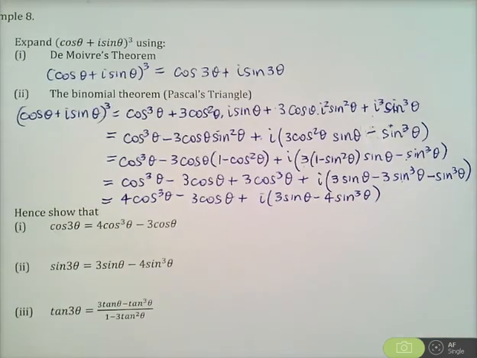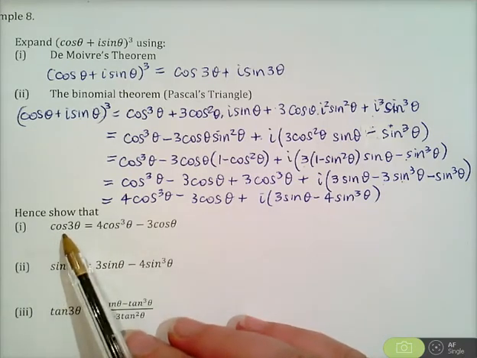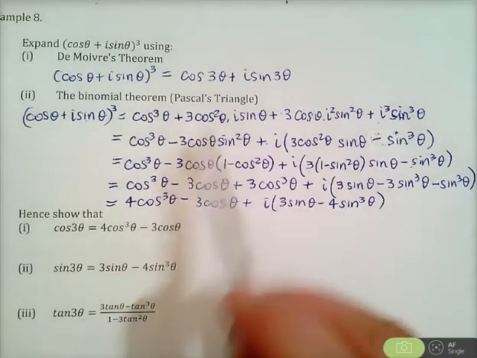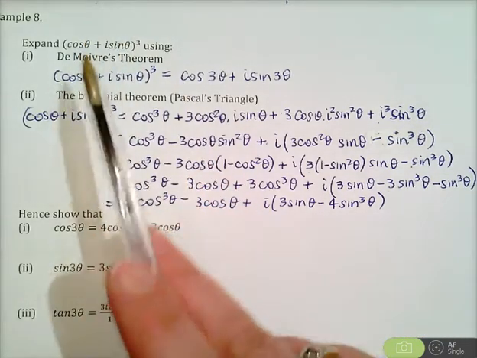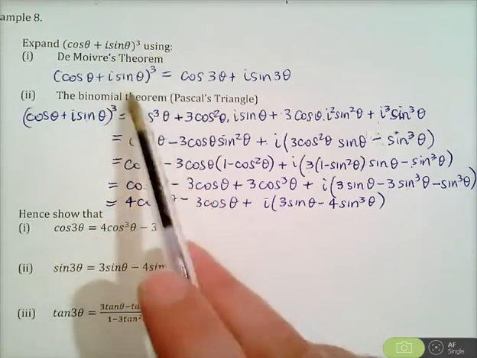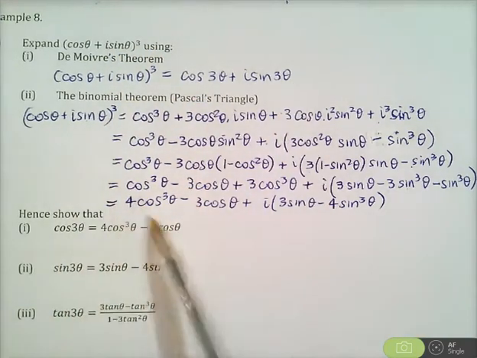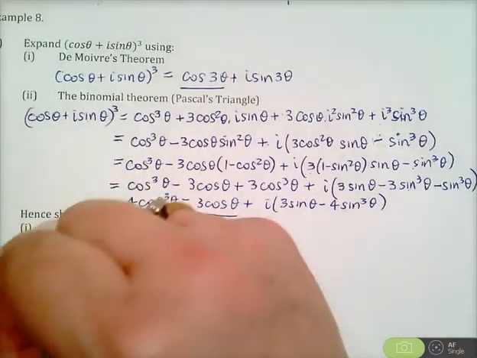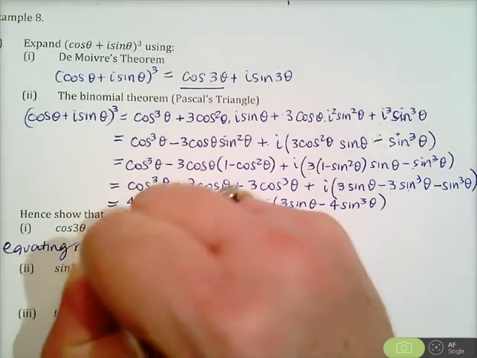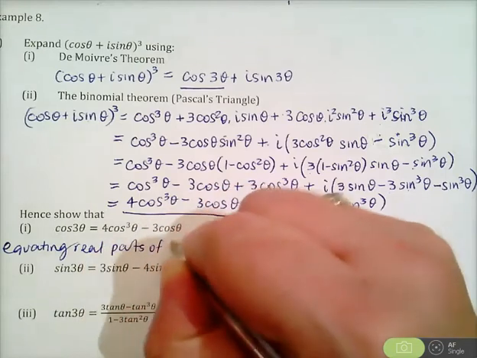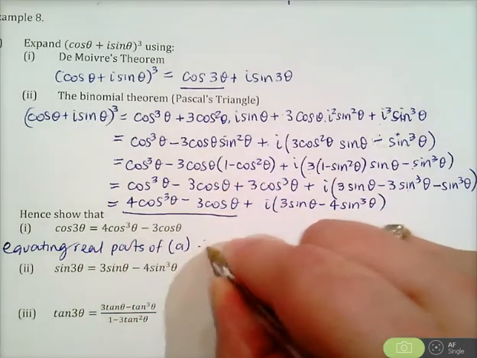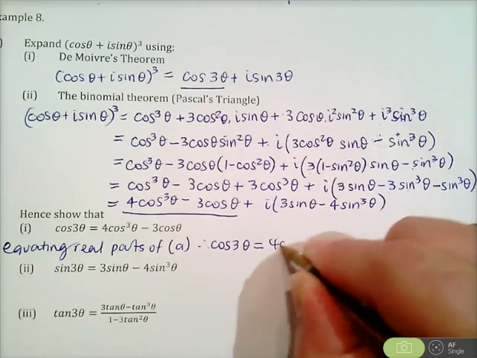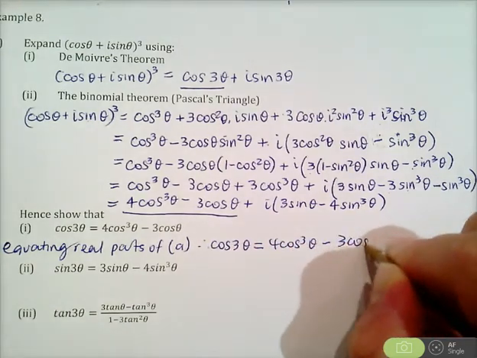Now that is our binomial expansion for (cos theta + i sine theta) cubed. Hence we have to show that cos 3 theta equals 4 cos cubed theta minus 3 cos theta. Now we've got 2 expansions for (cos theta + i sine theta) cubed. It equals this here, and it also equals that. The underlined bits are the real parts. So equating real parts, we get that cos 3 theta equals 4 cos cubed theta minus 3 cos theta.